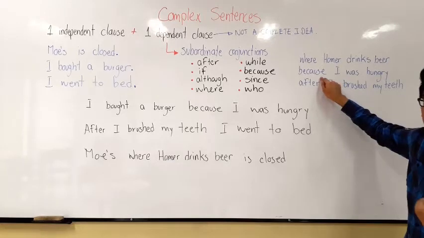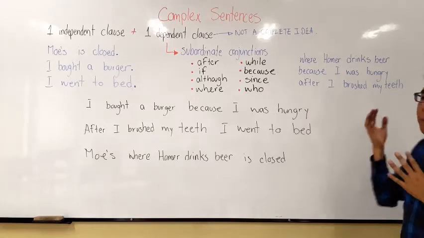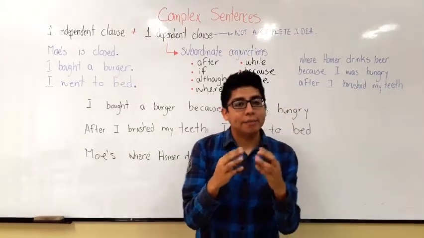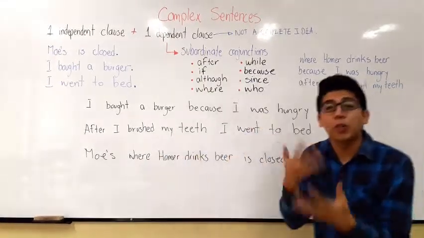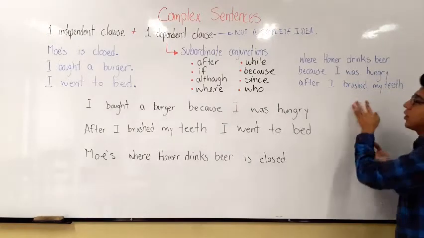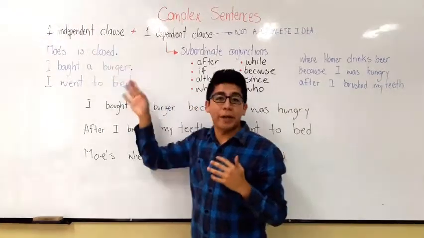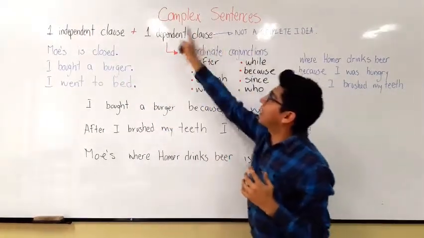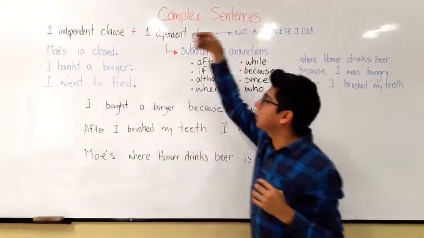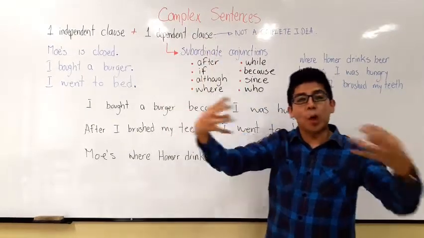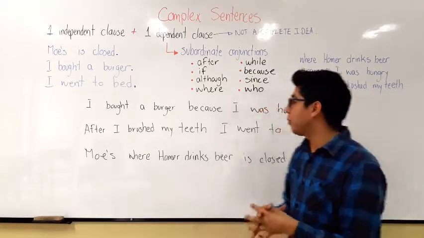So it's incomplete, right? Another dependent clause, after I brushed my teeth. It's not a complete message. I don't understand. So I need something else to understand. And that something else that I need is the independent clause. So a complex sentence is composed of one independent clause plus one dependent clause. So I put them together and then I have a complete idea, an entire message, right?